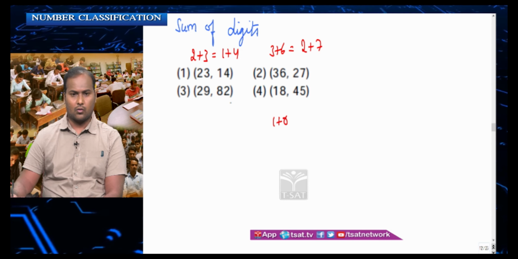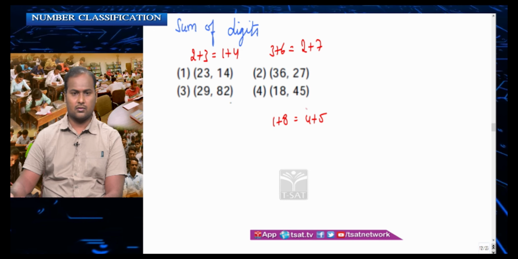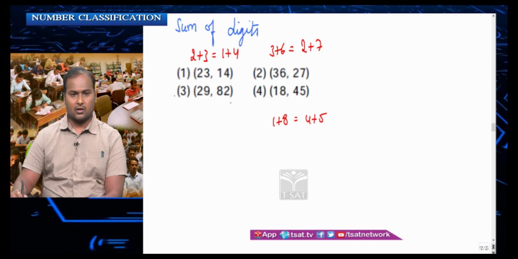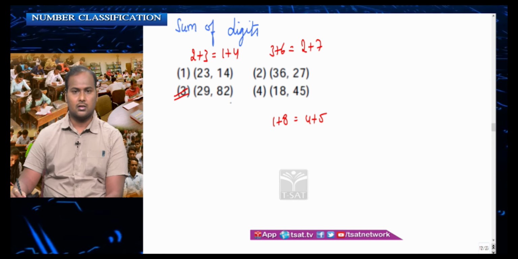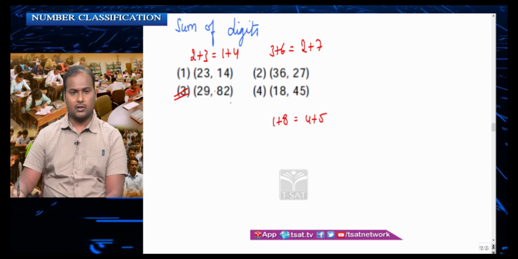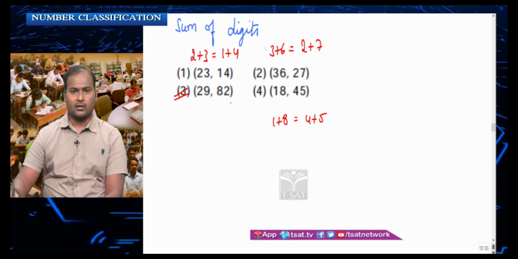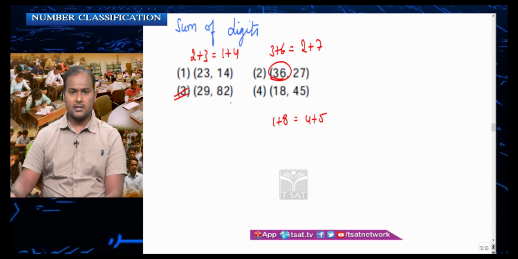In the same way, 1 plus 8 is also 9 and 4 plus 5 is also 9, but which is not possible with option 3. So here in this case, the common character is sum of digits. See, sometimes the student may misinterpret that. How? Students may feel that 36 and 27.